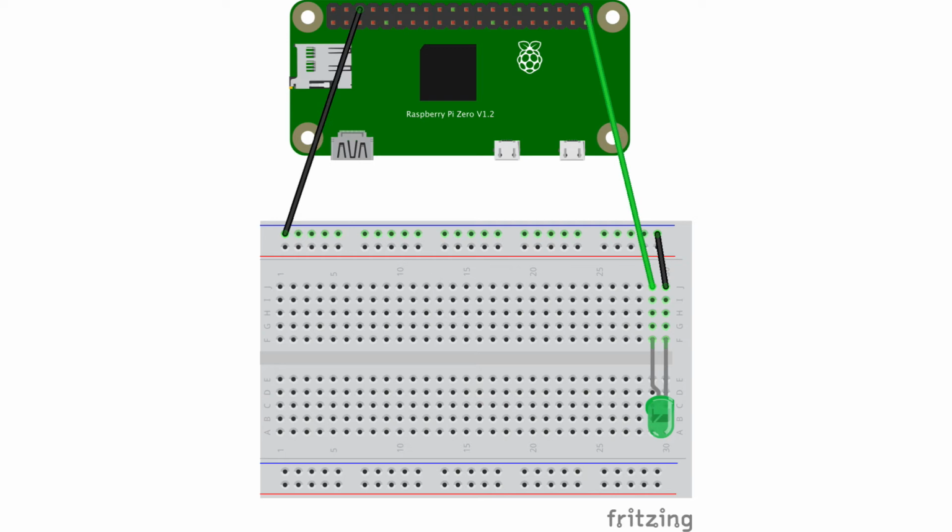Now there's an important thing about the LED. The LED has a long leg and a short leg. The long leg is the positive side. So you're going to plug the long leg of the LED into F29 and the short end into F30.